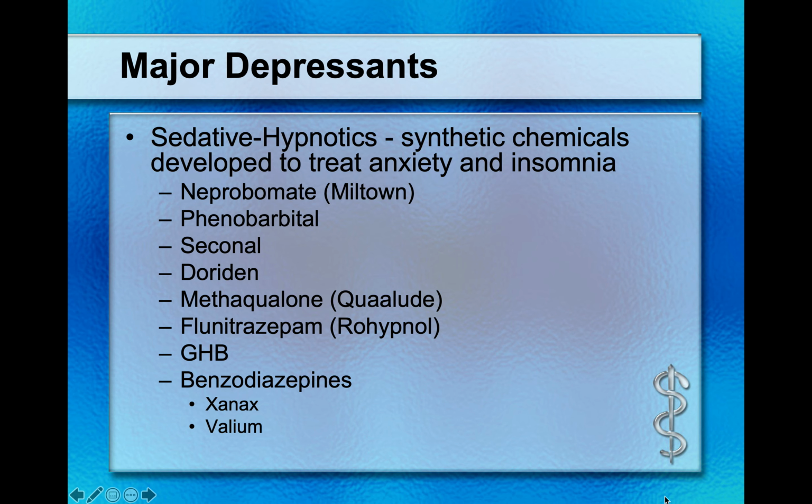They include meprobamate, which is also known as Miltown, phenobarbital, Seconal, Dilaudid, methaqualone, which is also known as Quaaludes, flunitrazepam, which is also known as Rohypnol or Roofies, GHB, which is a date rape drug, as is Rohypnol, and the benzodiazepines Xanax and Valium.